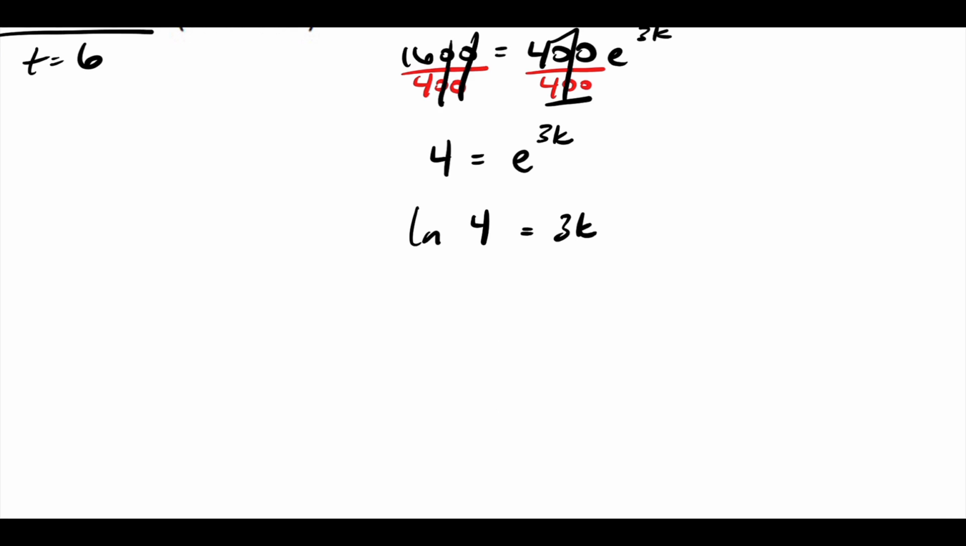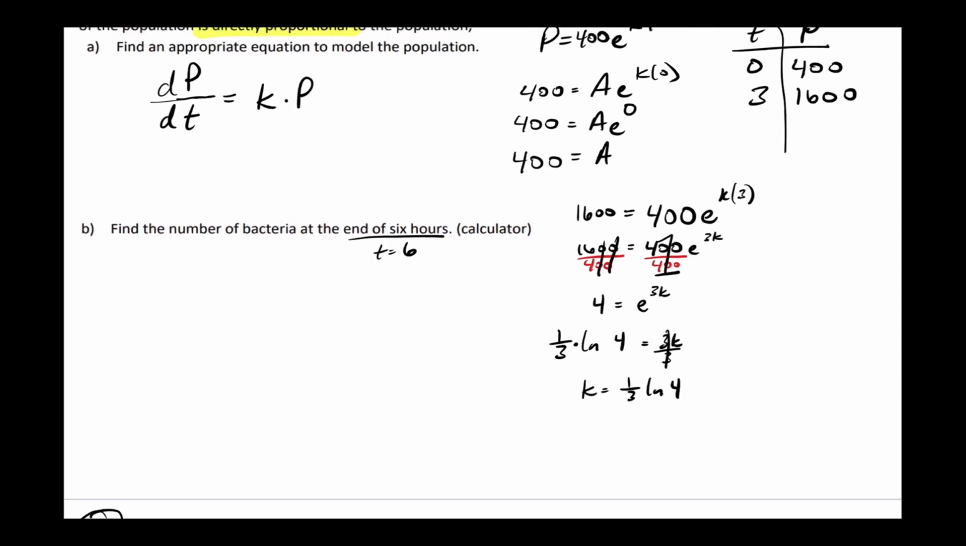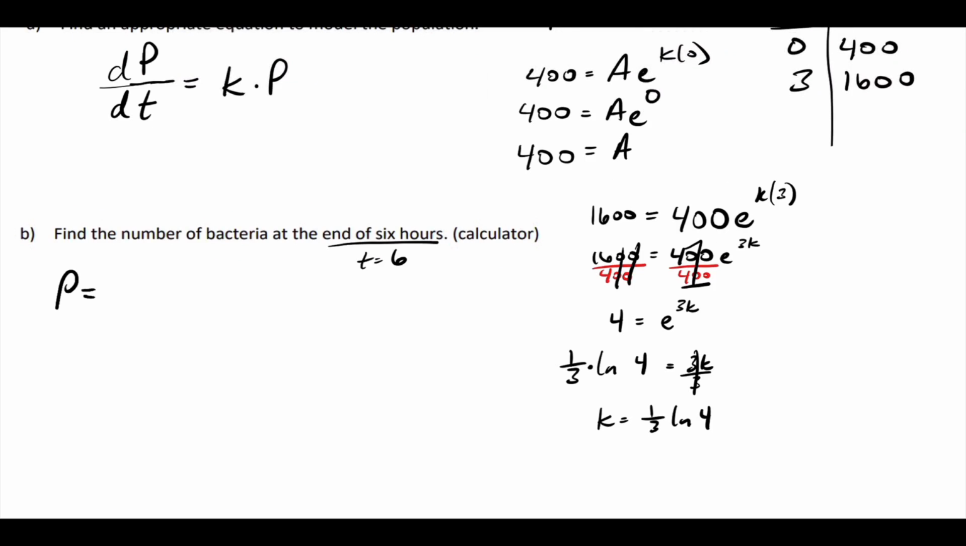Okay. Solve for 3, or solve for k. Divide by 3. Or instead of dividing by 3, I'm just going to say 1/3. So k equals 1/3 natural log of 4. There's a reason why we're not going to plug this into our calculator, and I'll tell you in a second why we're not. Okay, so our finished equation is P equals 400 e to the 1/3 natural log of 4 t. That's our equation.